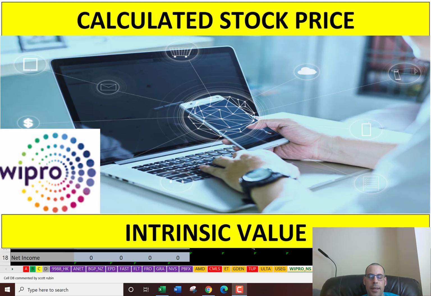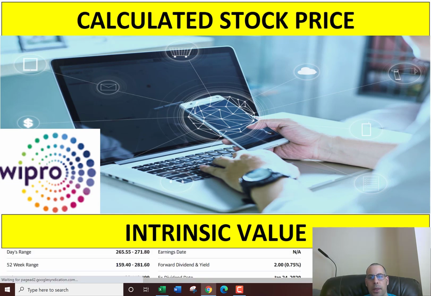All the numbers in this video are going to be in Indian rupees. And the reason I do this is because the company reports all its financials in rupees. This company does trade on the New York Stock Exchange under the ticker WIT. So let's get started with the model.